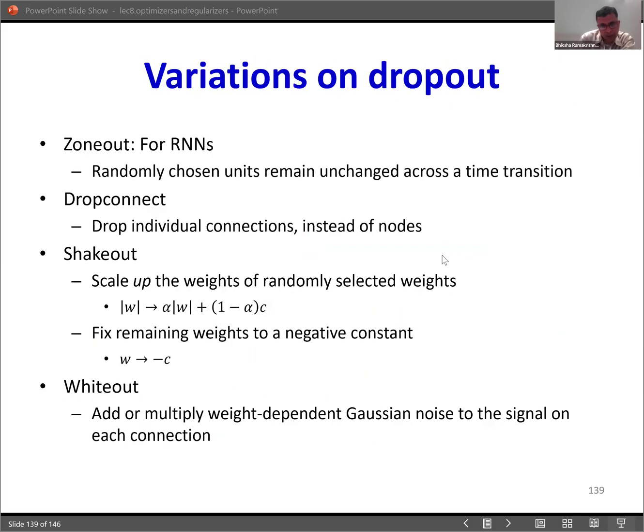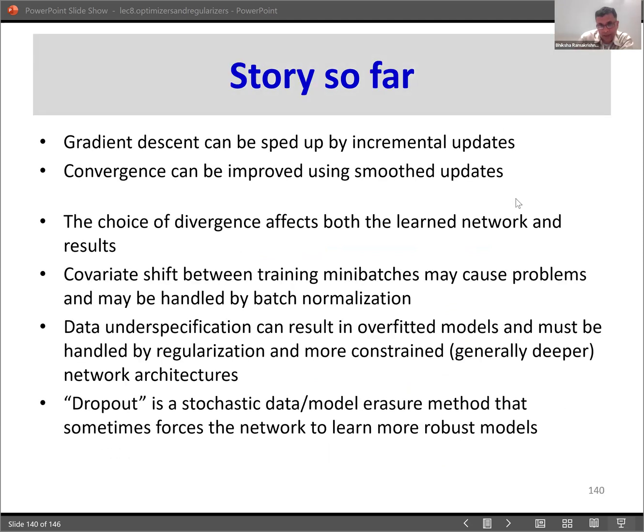Right. So that's what we do. And there are many variations on dropout. Yes, there are, but we can discuss this after class. I'm running out of time. So there are many variations called zone out, drop connect, shake out, white out. They're variations on the same basic principle and are based on the same concept. So to add to our lessons, dropout is a stochastic data or model erasure method that sometimes forces the network to learn more robust models.